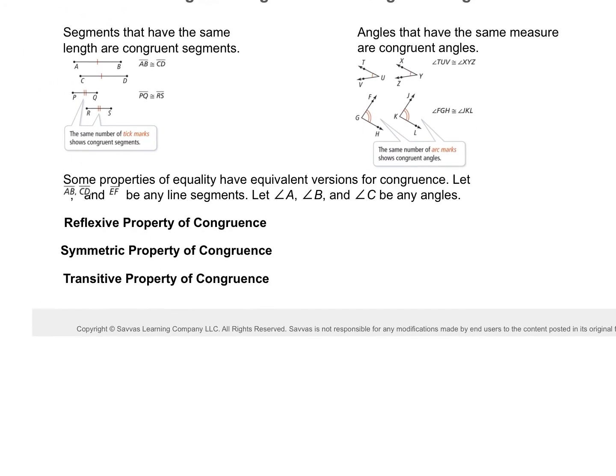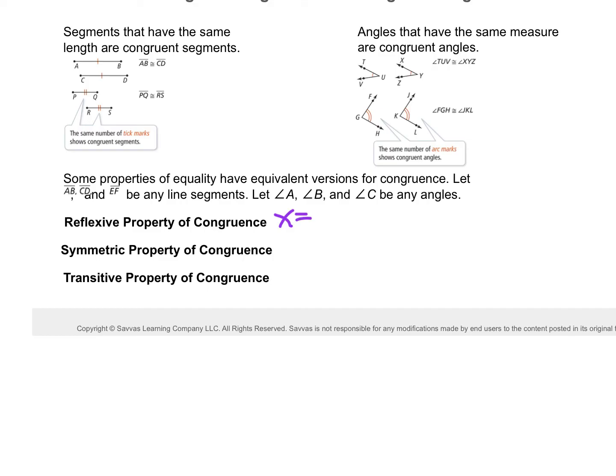Reflexive, symmetric, and transitive. So reflexive is like looking in the mirror. When you look out, you see yourself. So it's just saying like x equals x. And it's using these segments and these angles. So, line segment AB is congruent to line segment AB. Or angle A is congruent to angle A.